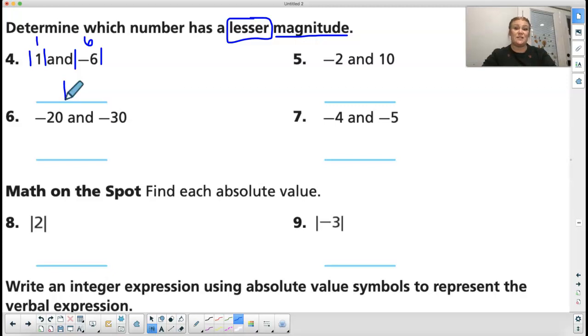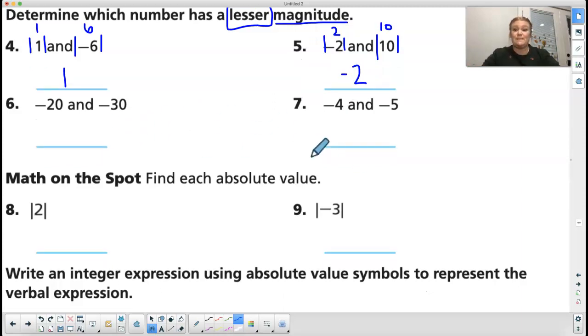So we're just asking ourselves which one has a closer distance to 0. So this one, -2, is going to take 2 steps to get to 0. And a 10 is going to take 10 steps to get to 0. So a -2 is closer. So that has a lesser magnitude. So that absolute value is smaller. So I'm going to let you try 6 and 7 on your own if you'd like to do those ones.